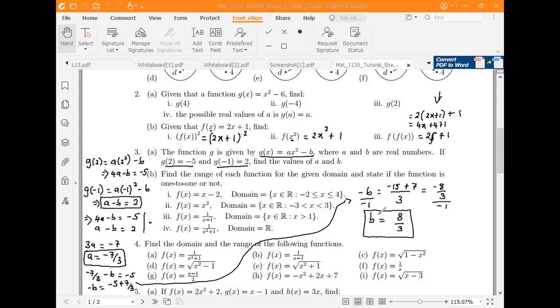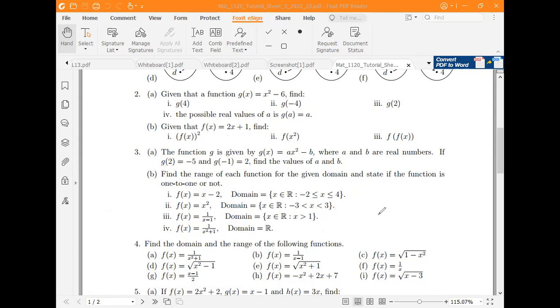Okay, we move. We go to question B of the same three. Find the range of each of the functions for the given domain and state if the function is one-to-one or not. Okay. So we want to find the range for each. The domain is already given.